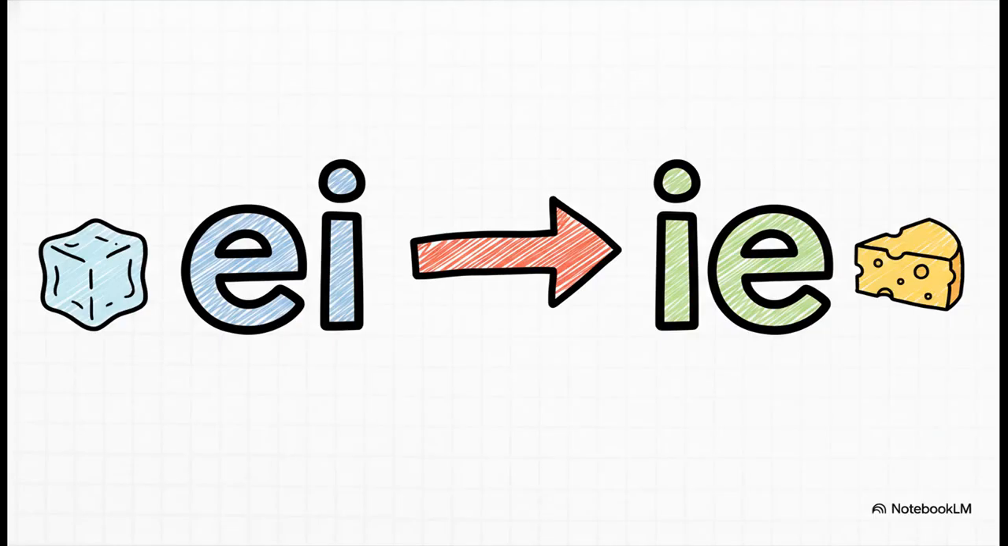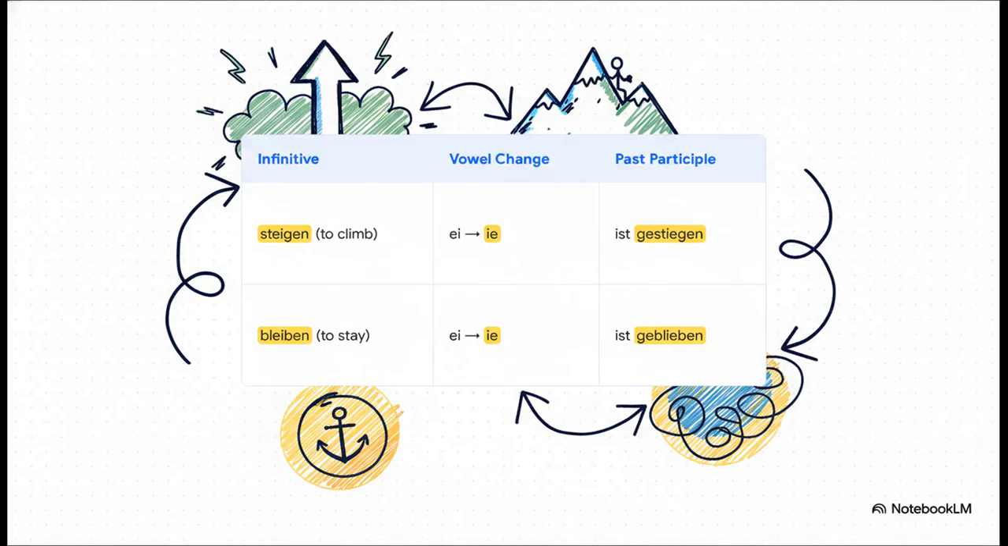In our first pattern, it's a super common one. You're going to see the German I sound, like in ice, transform into a long E sound, kind of like in the word cheese. Just look at this table. It lays it out so clearly. You take steigen, which means to climb. That I sound flips to E, so you get ist gestiegen. The exact same thing happens with bleiben, to stay. It becomes ist geblieben. See that? I to E, simple as that.